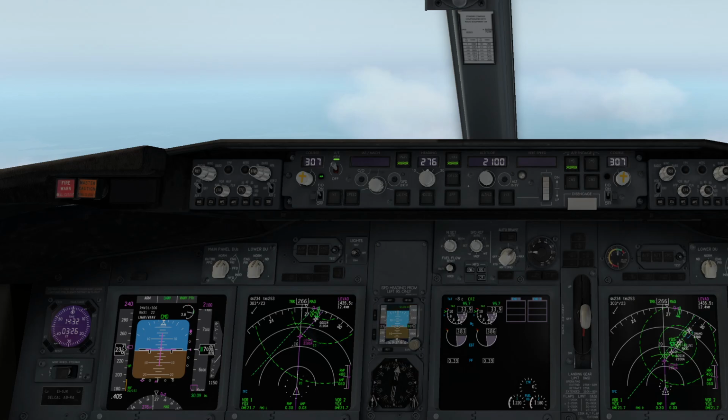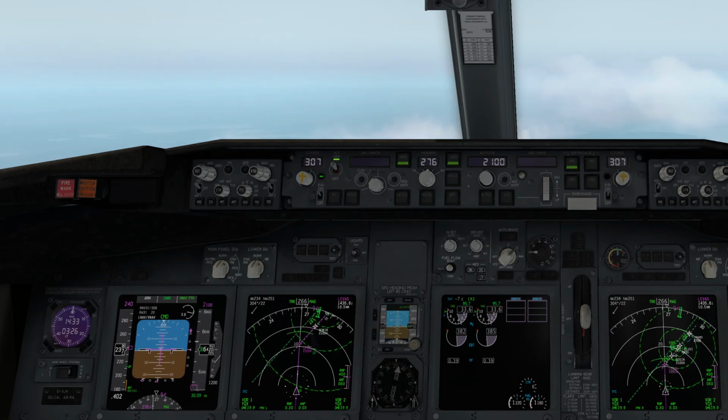So there is no ILS for runway 31. So what we have here is an FMC glide. It's not a real one. And we pass now 6,500 feet for 2,100 feet. And we maintain 240 knots for the time being.